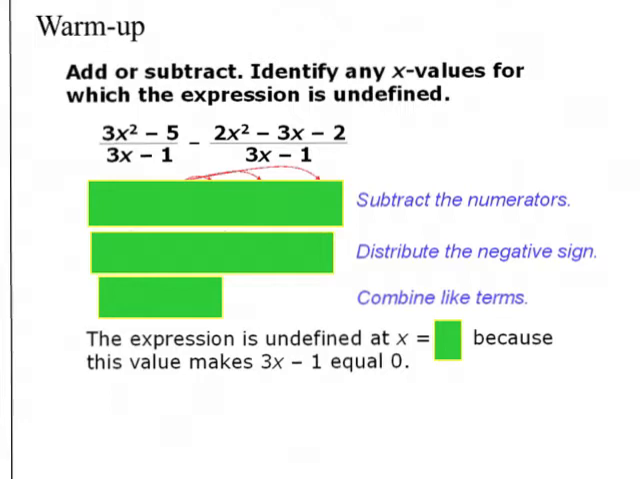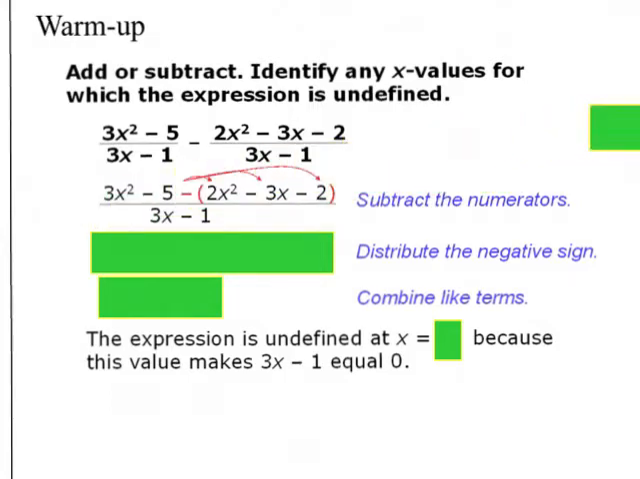Okay, so to start out, you're going to take a look at the first one here, and you're going to notice that we have a common denominator, 3x minus 1, 3x minus 1. Now, because we have common denominators, I can just add the numerators. In adding the numerators, the first thing I notice is I have a negative here. So I'm going to distribute that negative to here, here, and here in the numerator. When we do that, it will look like this right here.